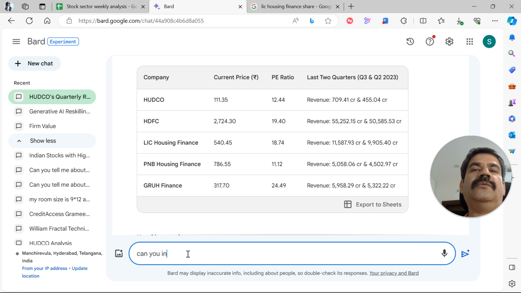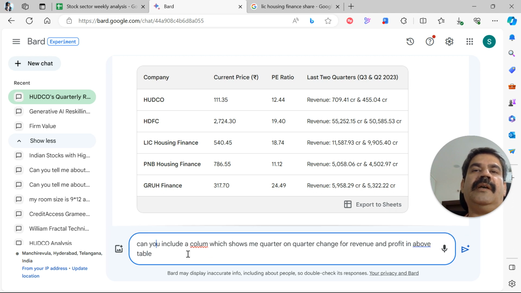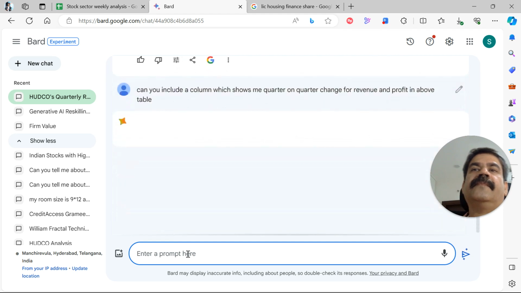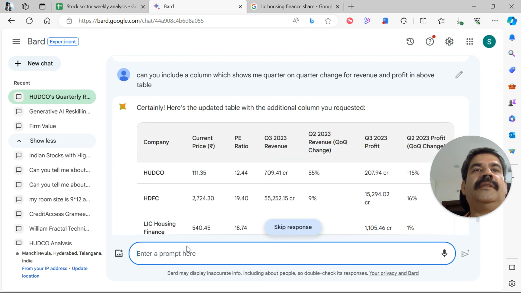Can you include a column which shows me a quarter on quarter change for revenue and profit in the table? Let me ask that and let's see what it has to say. Okay, that's good.